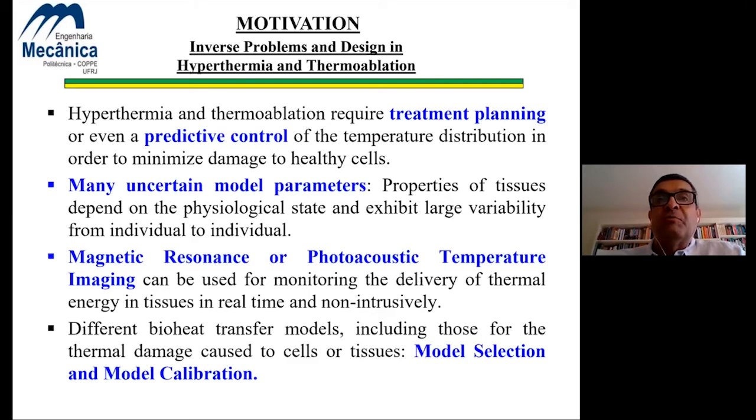Also, different bioheat transfer models have been proposed in the literature, starting with the classical model of Pennes from 1948. All of them present some limitations in terms of the hypotheses that need to be assumed. Similarly, there are different models available for the thermal damage caused to cells or tissues. Therefore, model selection and model calibration can be used to obtain accurate representations of all processes involved in the thermal treatment of cancer, through the solution of inverse problems.